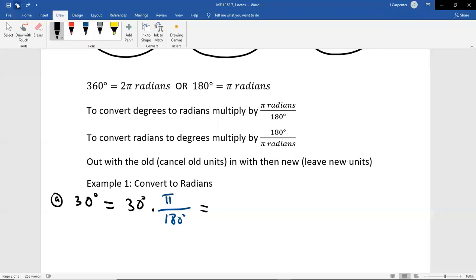So there's no more degrees. The 30 and the 180 reduced to a 6 in the bottom. The pi, there's nothing to cancel it, so we keep it where it was. So the answer is pi over 6. Pi over 6 radians if you want to write the unit, but I just say pi over 6. Again, without the degree symbol, it's a perfect assumption.